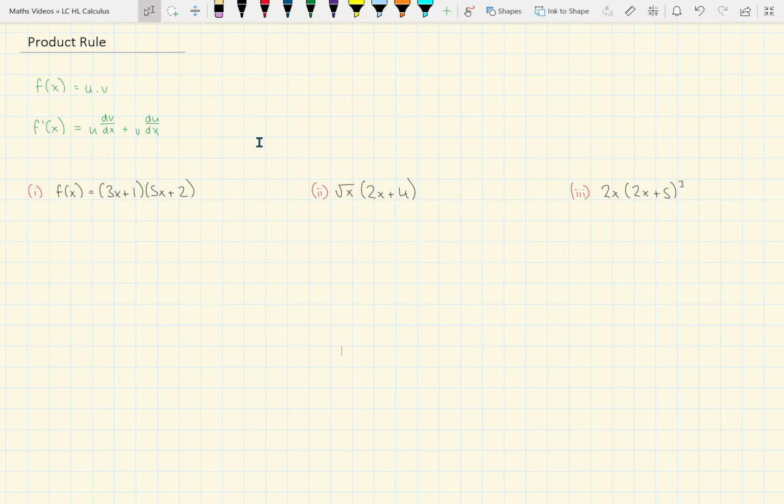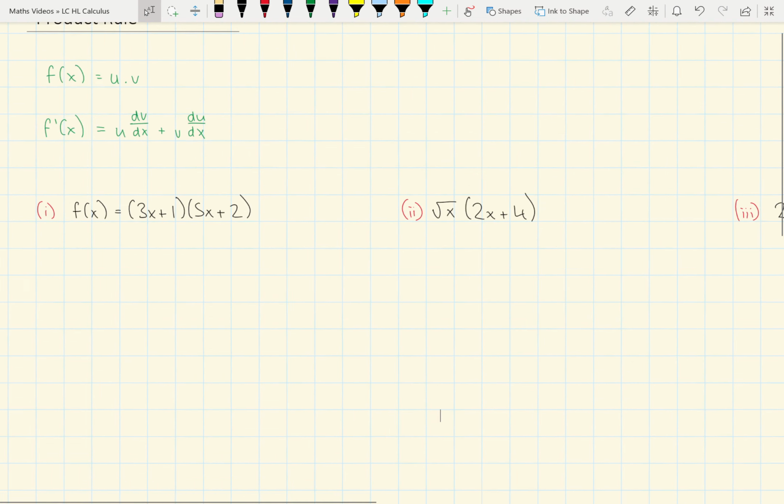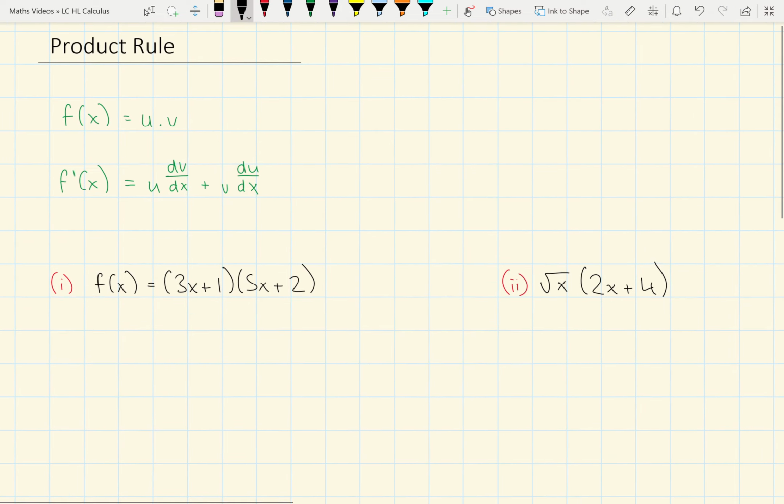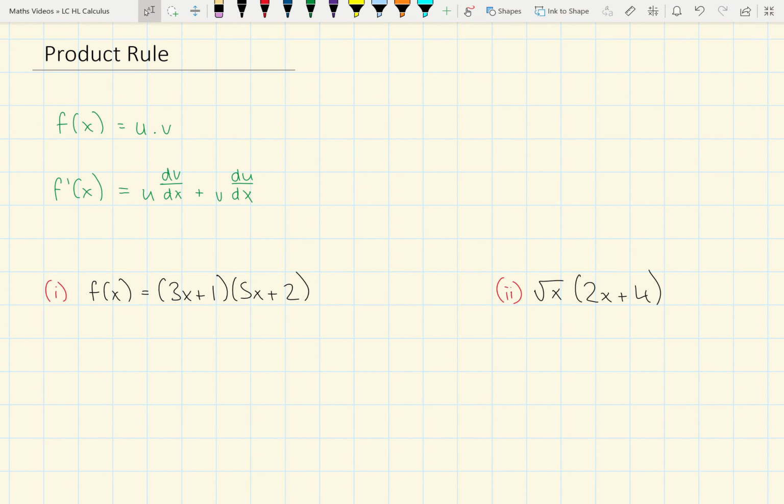Okay, so in this video we're going to have a look at the product rule. So again, it's in our log tables, we don't need to memorize it, but the more times you use it, the more familiar with it you'll get. When we're dealing with product rule, we have a function where it's clear that there's two different parts being multiplied together. So if we look at part 1 here, I have two different brackets, so there's my u part and my v part. So I'm going to differentiate.